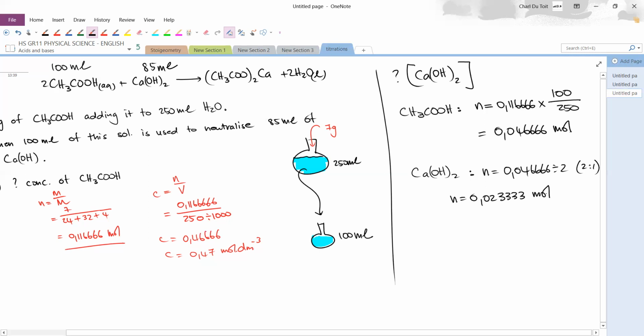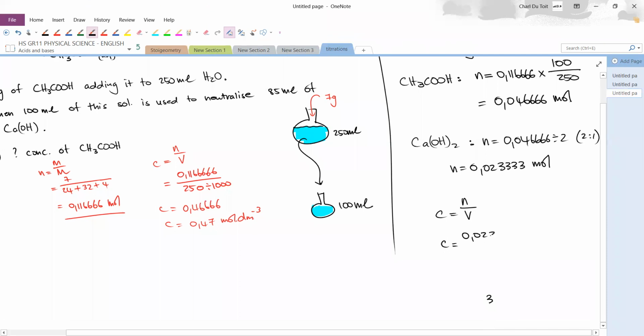Good. Then I can work out the concentration. Concentration is mole divided by volume. 0.04666 divided by 2, so n is equal to 0.2333. Therefore, C is equal to n over V, which equals 0.0233 divided by 0.085.